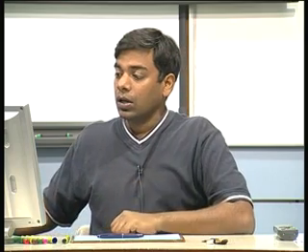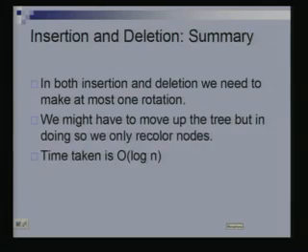Is this clear to everyone? Right. So, again, what we have seen in this insertion process is that either we had to do one rotation to take care of the problem, and if we could not take care of the problem by one rotation, then we moved the problem up to the next level. But when we moved the problem up to the next level, we just did a recoloring of the nodes.